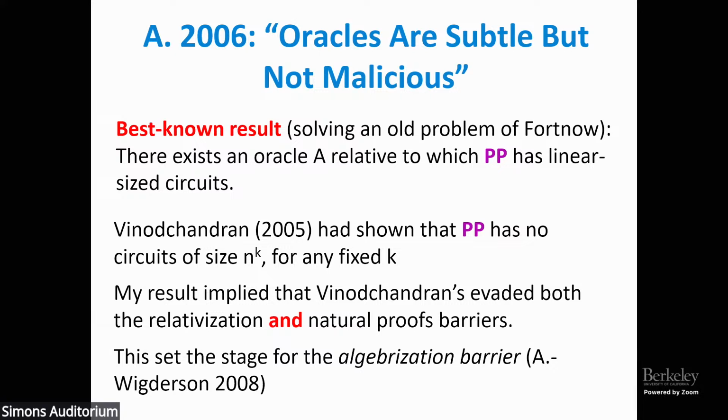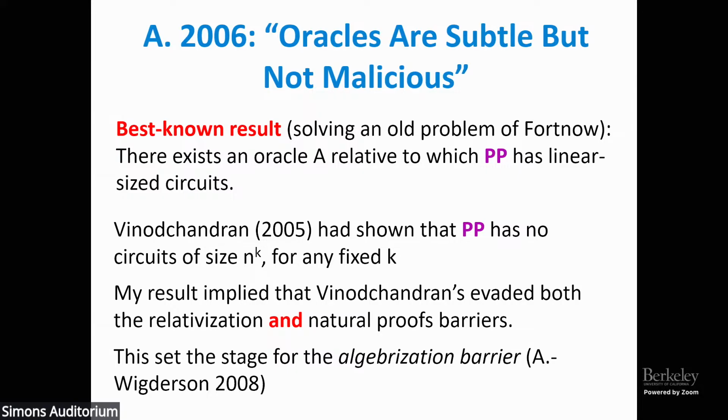Okay. So he used results on interactive proofs, or on the permanent, to show this, and this complemented the result that Sigma 2 has no such circuits, right? And I was very curious: does his result relativize or not? Does it escape relativization? By showing that there is an oracle where this result is false, where PP has tiny circuits, it then implied that Vinod Chandran's result was somehow evading both the relativization and the natural proofs barriers.